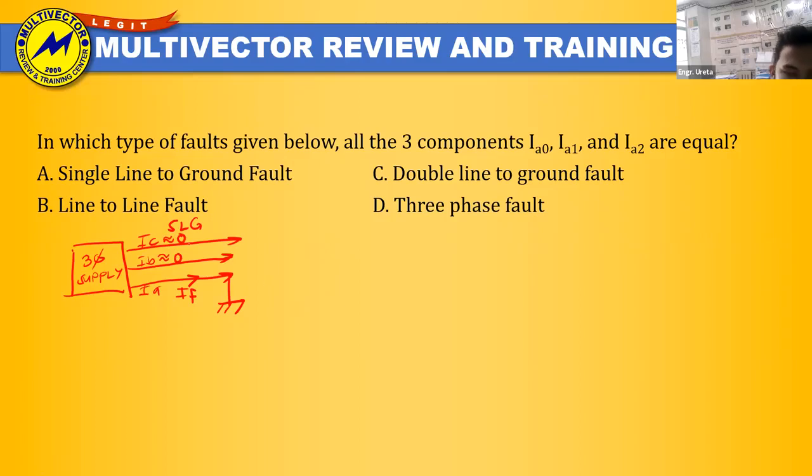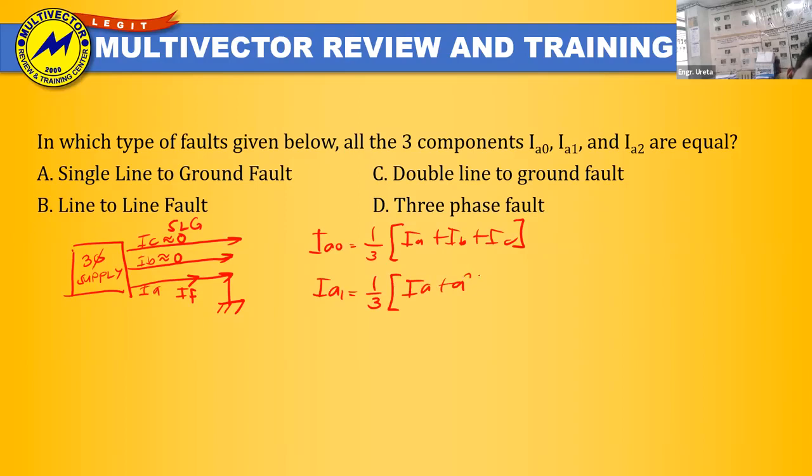Okay, so during the single line to ground fault, according kay Fortescue's theorem, ito yung mga components niyo. So IA0 is just equals to 1/3 of the sum of IA, IB, and IC. IA1 naman, sir, just equals to 1/3 of IA plus A IB plus A square IC. While yung IA2 naman, sir, is just equals to 1/3 of IA plus A square IB plus A IC.